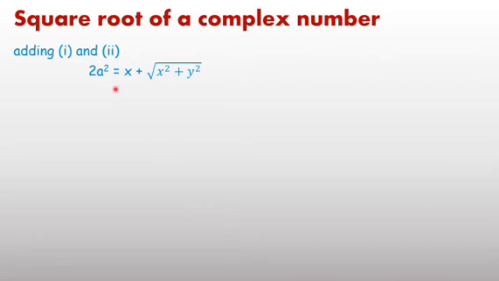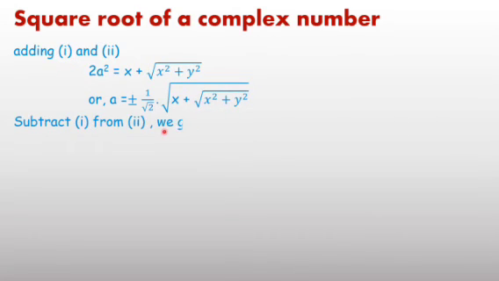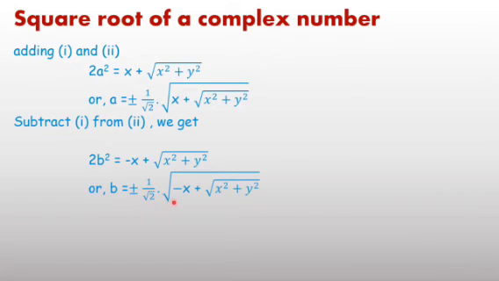If we add, 2a square equals x plus under root x square plus y square, or a equals plus minus 1 upon root 2 under root x plus under root x square plus y square. Subtract first from second, you will get the value of 2b square, or the value of b equals plus minus 1 upon root 2 under root minus x plus under root x square plus y square.